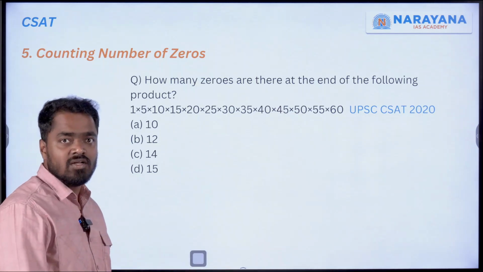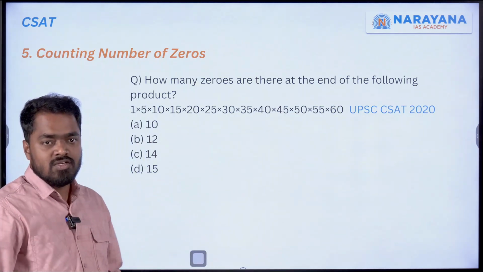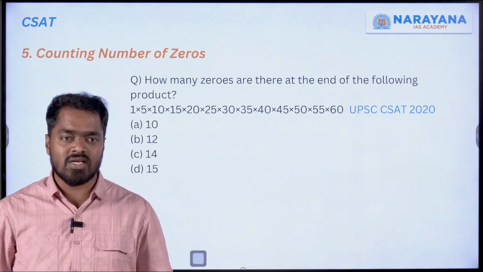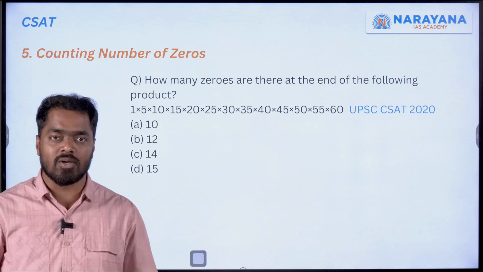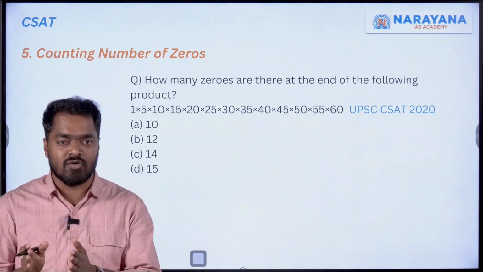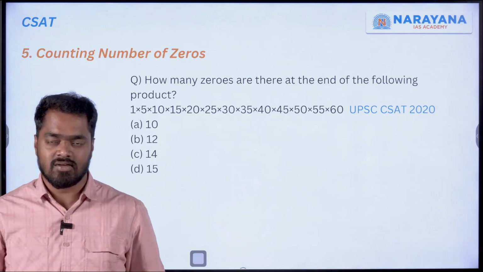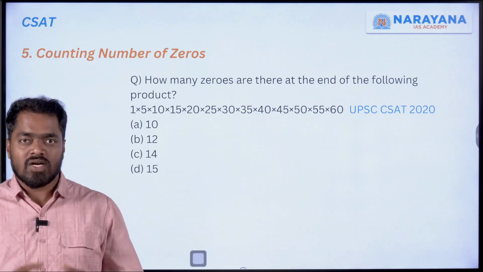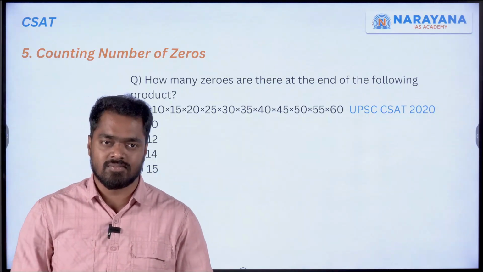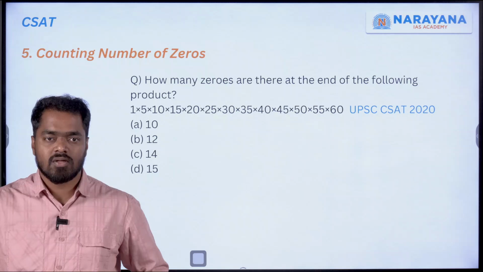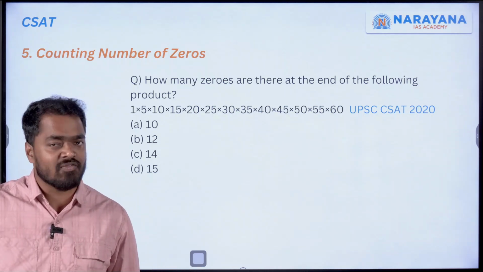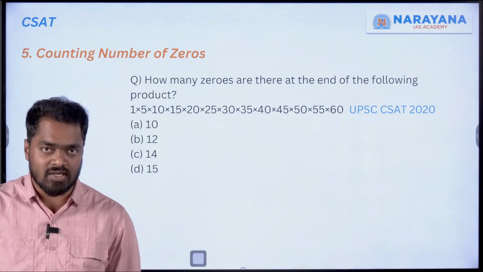Let's understand it through an example. This was the question asked in the 2020 CSAT paper. How many zeros are there at the end of the following product: 1 into 5 into 10, 15, 20, 25, 30, 35, 40, 45, 50, 55, 60. Whatever concept you learned, apply that concept, and you will get the answer. To find the number of zeros, you have to find how many 2, 5 pairs are there in that particular product.